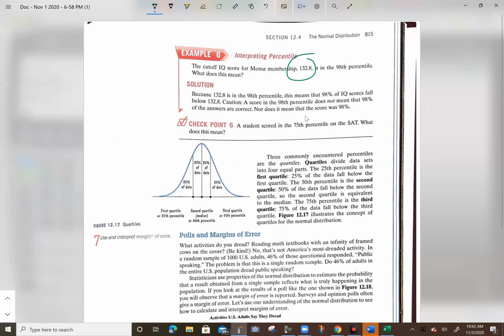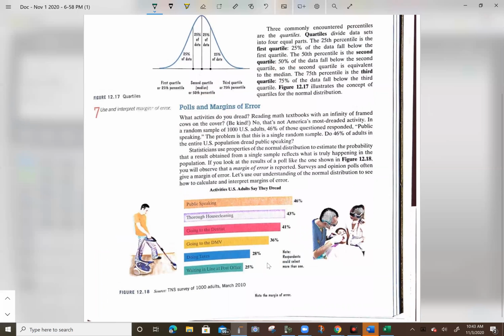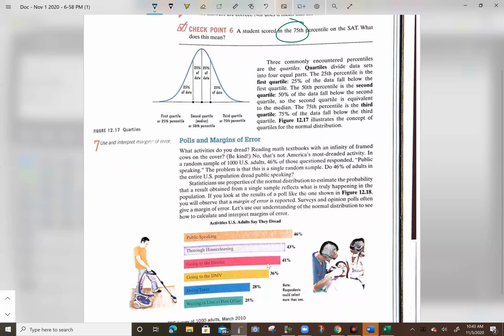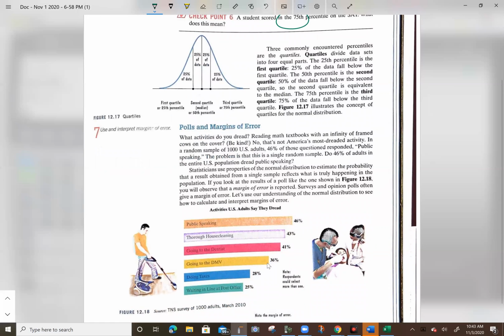A student scored in the 75th percentile. What does this mean? It means that they scored above 75% of all the students. Loopholes and margins of error. Interesting, because today is election day. Three commonly encountered percentiles are quartiles. The quartiles divide data sets into 4 equal parts. The 25th percentile is the first quartile. The 50th percentile is the second quartile. The 75th percentile is the third quartile.